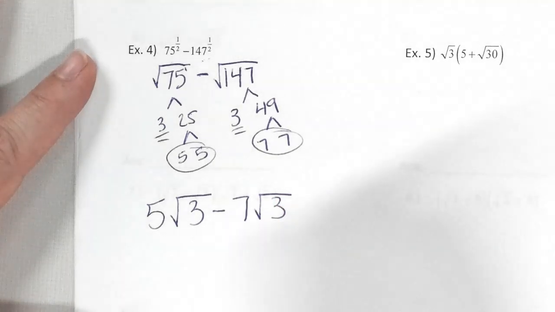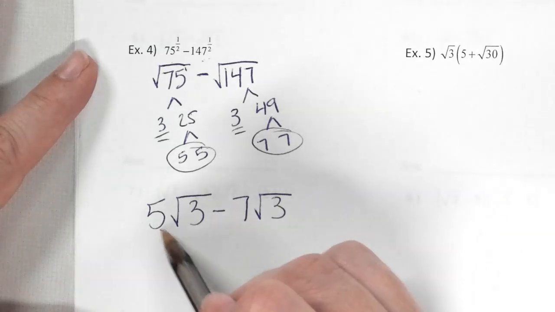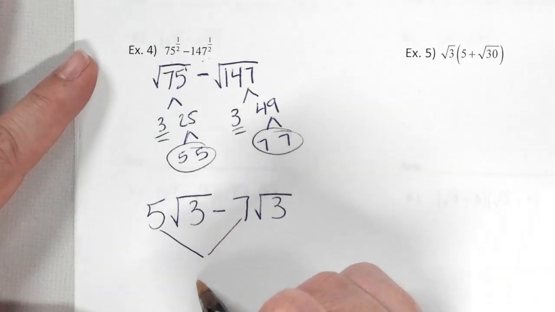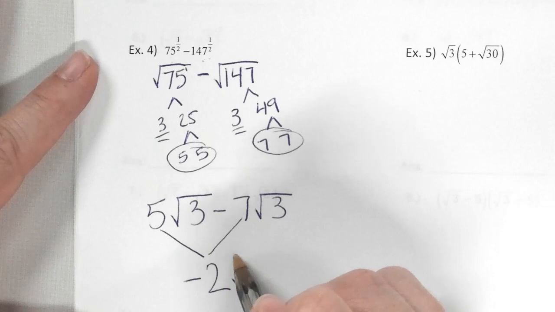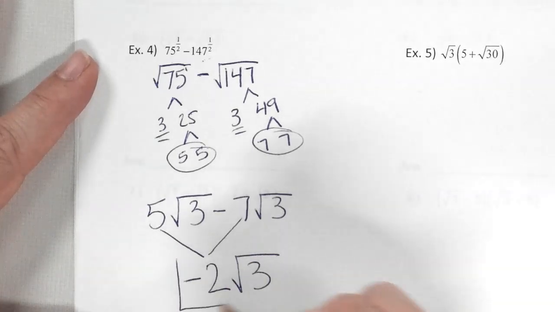Now can I combine them? Yeah, they both have a square root 3. So what's 5 minus 7? Negative 2, and then the square root of 3 stays the same.